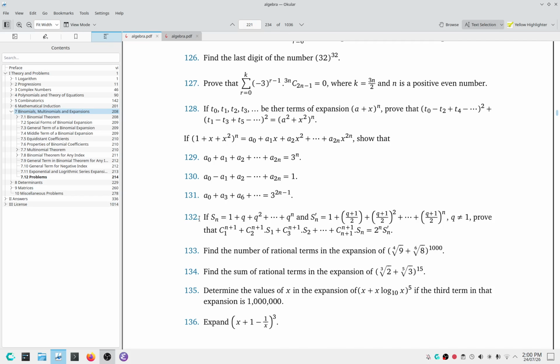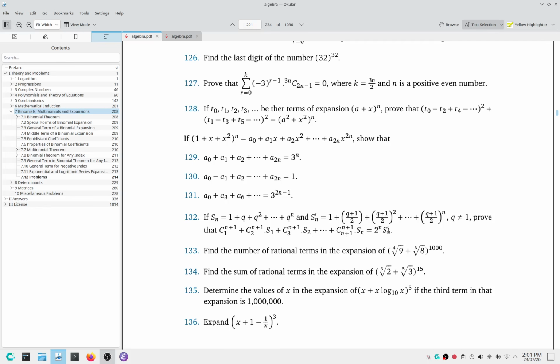Question 132 says that if Sn is equal to 1 + q + q^2 up to q^n, and Sn prime is equal to 1 + (q+1)/2 + ((q+1)/2)^2 plus so on up to ((q+1)/2)^n, q is not equal to 1. Prove that (n+1)C1 + (n+1)C2 S1 + (n+1)C3 S2 and so on up to (n+1)C(n+1) Sn is equal to 2^n Sn prime.